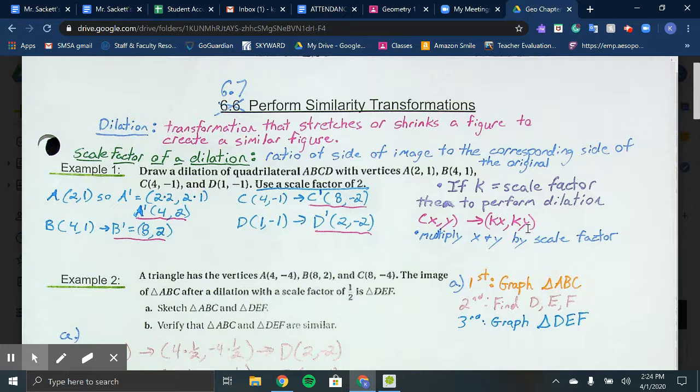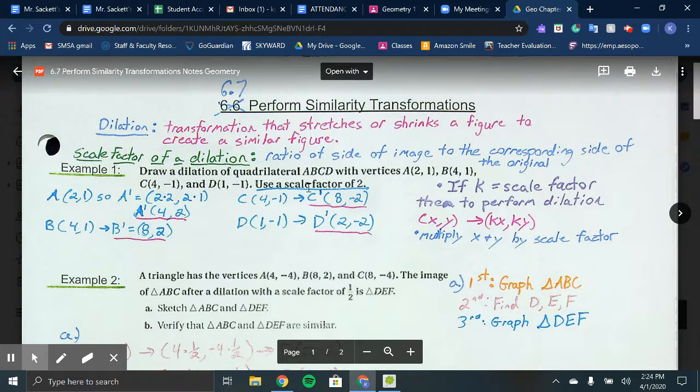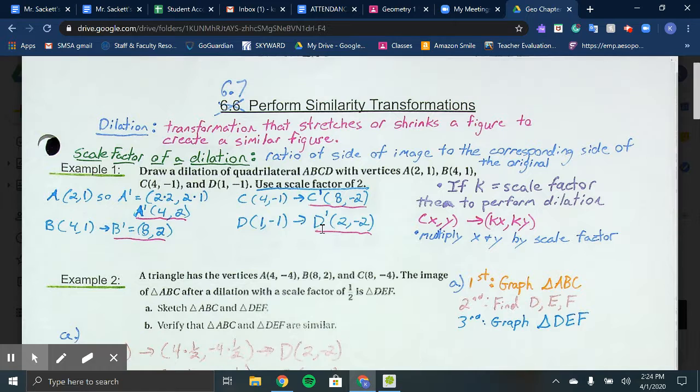Example 1 asks us to draw the dilation of quadrilateral ABCD, and they gave us the vertices of A, B, C, and D. They would like us to use a scale factor of 2. Now, to save space, I did not draw out this example. We'll look at a drawing in example 2, but I did do the math to show you how to calculate the new points. They did not tell me how to name my new quadrilateral, so I'm just going to call it A prime, B prime, C prime, and D prime.